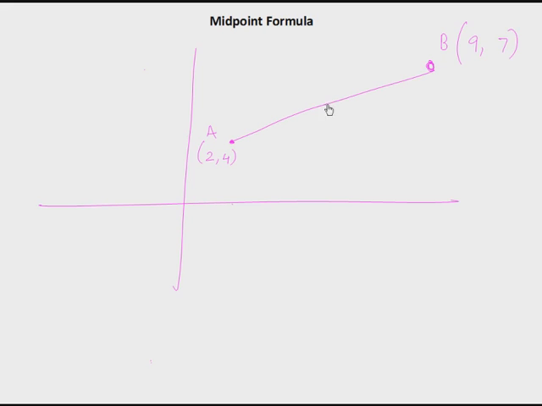Midpoint formula. The next important formula we're going to look at is the midpoint formula. So given a line segment, say going from A, let's give this point some coordinates, say 2, 4, to B, let's say 9, 7. I want to find the coordinates of the midpoint of this line segment, M. Let's call it X, Y. I want to find out X and Y. Let's complete our usual right triangle and find out lengths.